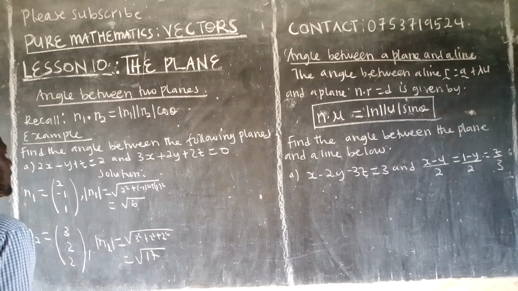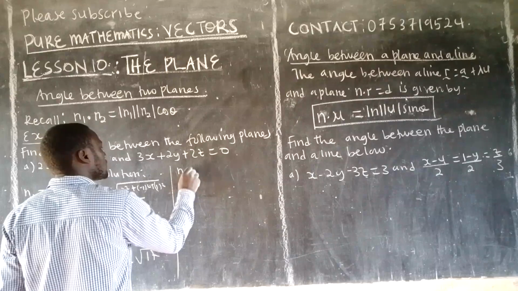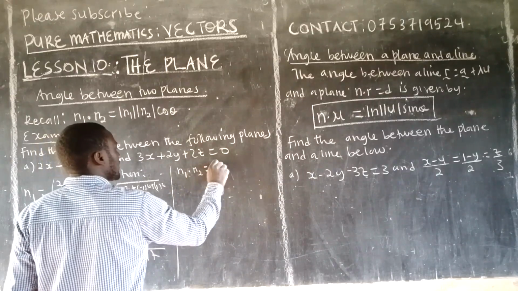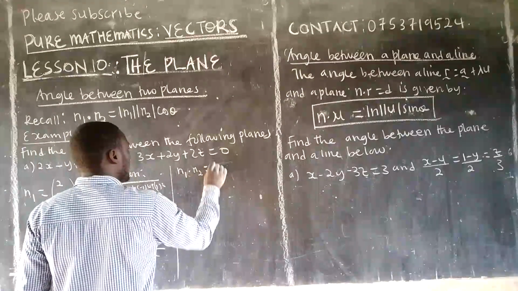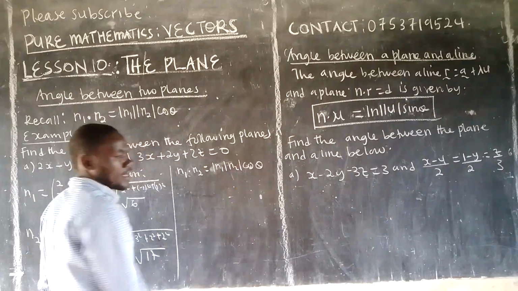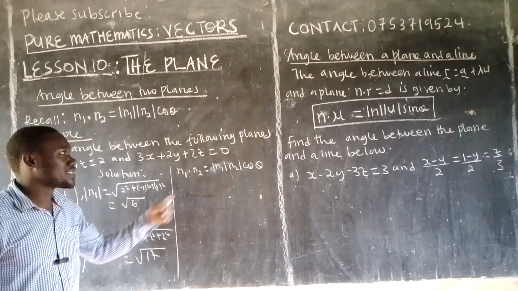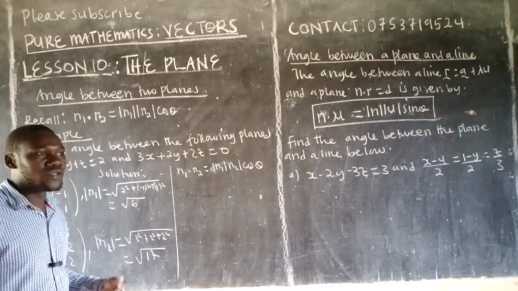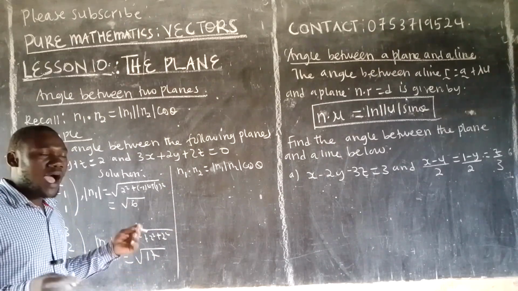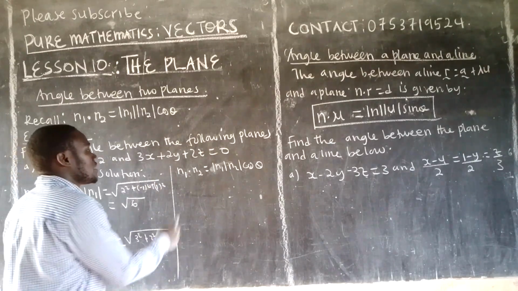Yep, 17. Now, for the angle between planes, N1 dot N2 is equal to the magnitude of N1 times the magnitude of N2 times cos theta. Most students always make the mistake of changing that into sin theta. Please, whenever you're getting the angle between two similar things, we use cos theta. For example, the angle between a line and a line, cos theta. The angle between a plane and a plane, cos theta. Most students always tend to change that. Okay, now we proceed.